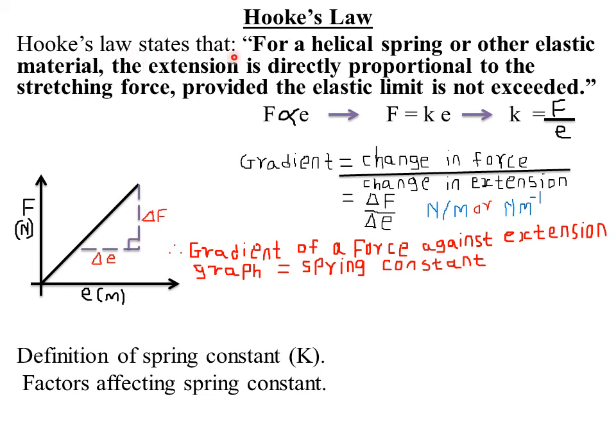Now Hooke's law states that for a helical spring. What do we mean by the term helical spring? The word helical simply means coiled or spiral, like screw-shaped, that is those windings of the screw. So we can just call it a coiled or spiral spring. So Hooke's law states that for a helical spring or other elastic material, the extension is directly proportional to the stretching force, provided the elastic limit is not exceeded.